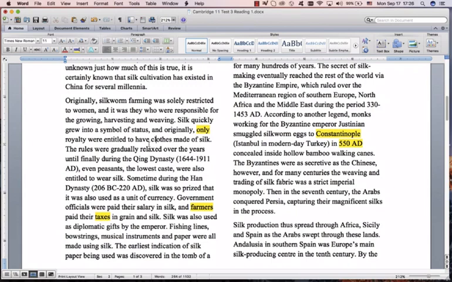Can you see the synonym for only? A lot depended on this. And that's it over there. Solely means only. It's a very good word. Sole means the only one. Solely. Means only. So the farming, there's our produce. They were responsible for growing, harvest, and weaving. That's all produce. Who? The women were responsible for that.